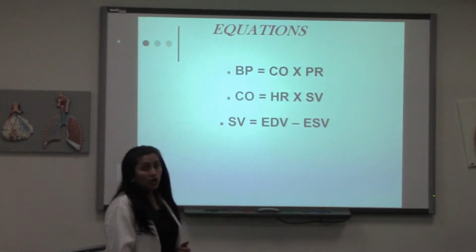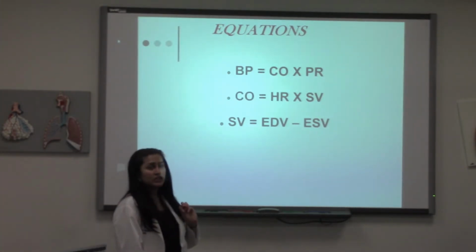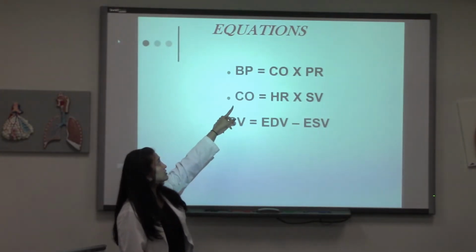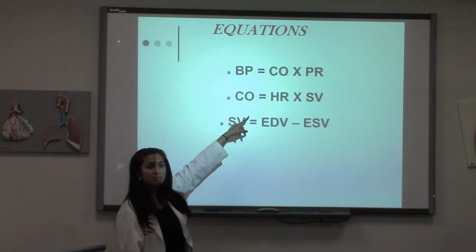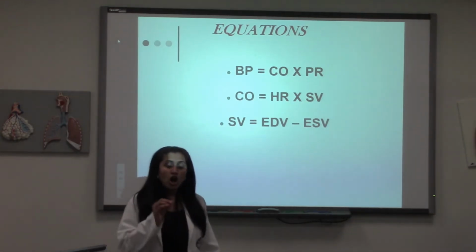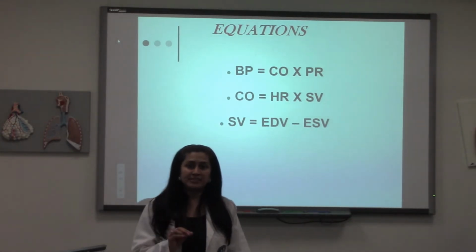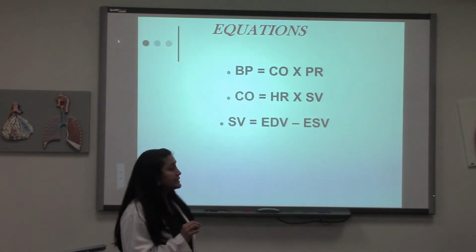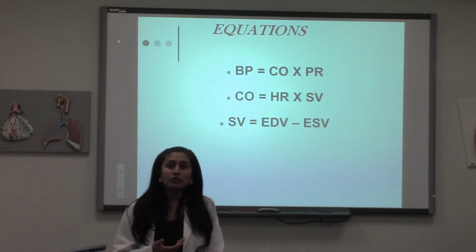This is on Tuesday. Okay, so the 3 equations that you have to know. The first one is blood pressure equals cardiac output times peripheral resistance. So cardiac output times peripheral resistance will give you blood pressure. CO times PR gives you blood pressure. That's one equation. The second equation is how to calculate cardiac output.